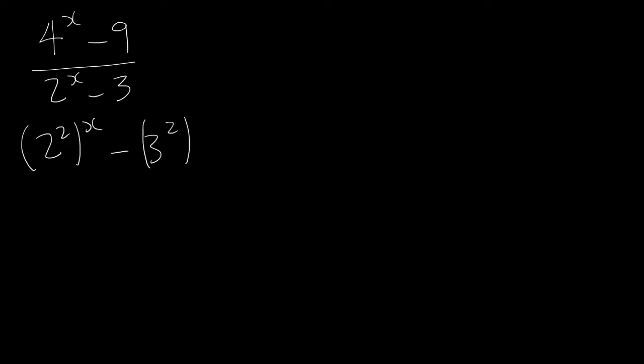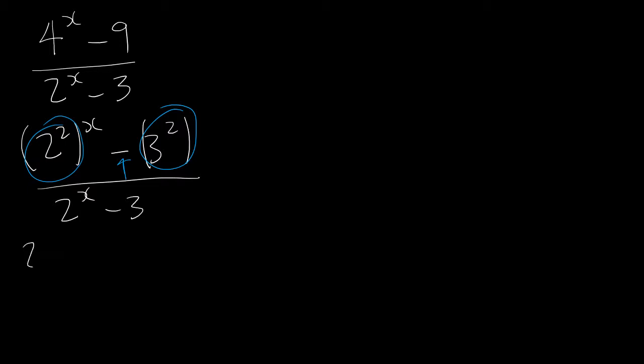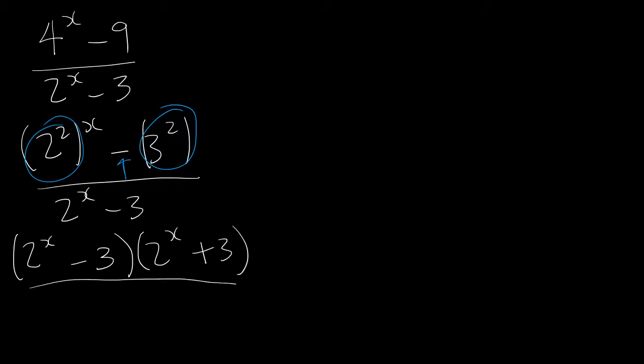We have (4^x − 9) over (2^x − 3). So let's keep in mind the prime numbers. So let's say ((2²)^x − 3²) over (2^x − 3). Now yet again clearly we can see that we have a square, we have another square, and then a minus sign. So it's the difference of two squares. Applying the same principle, this will be (2^x − 3)(2^x + 3) all over (2^x − 3). So these two cancel off, and I'm left with 2^x + 3.